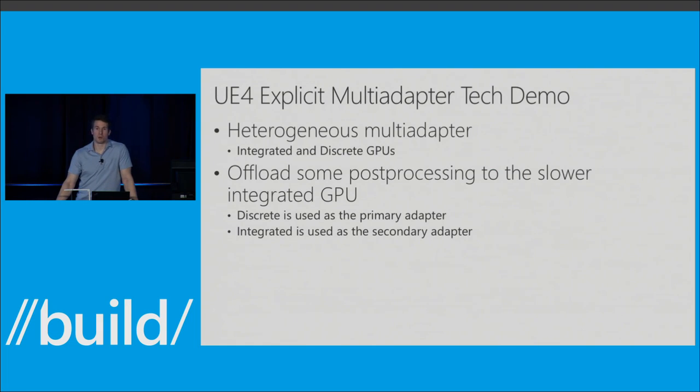So let me make things a little more concrete by talking about the tech demo. That was a high-level look. Let's go one step deeper in terms of multi-adapter on this tech demo. What the Direct3D team did is we took the Unreal Engine 4 source code, the Direct3D 12 port of it, and we coded a special path in it to do multi-adapter cooperative rendering on integrated and discrete GPUs.